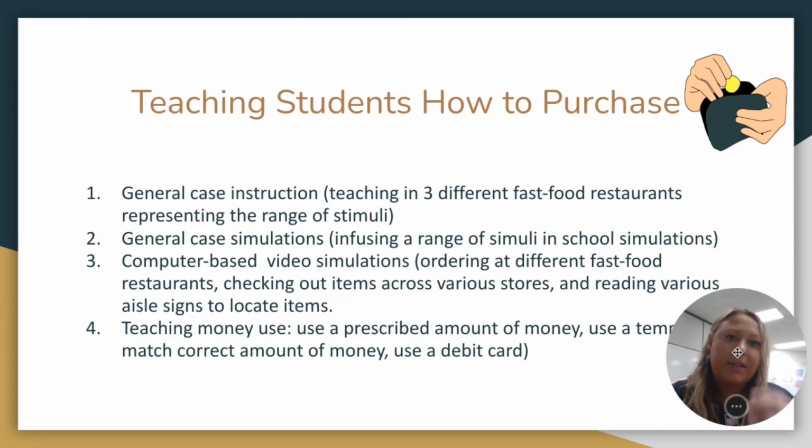Teaching students how to purchase could look like this. Number 1 states general case instruction. So you're teaching in 3 different fast food restaurants representing the range of stimuli. So not every fast food restaurant that the student goes into is going to be the same. So we want to expose them to all different scenarios that they might encounter.